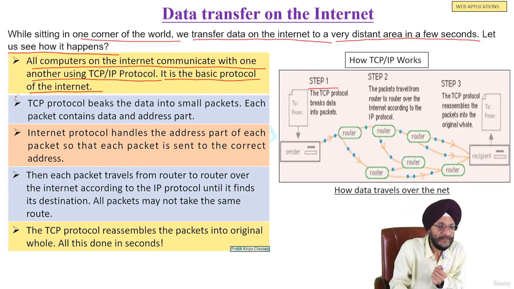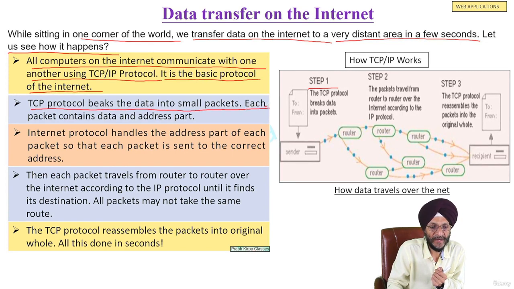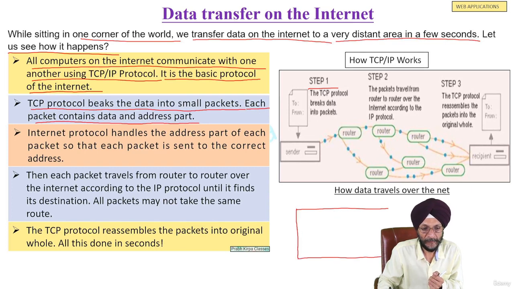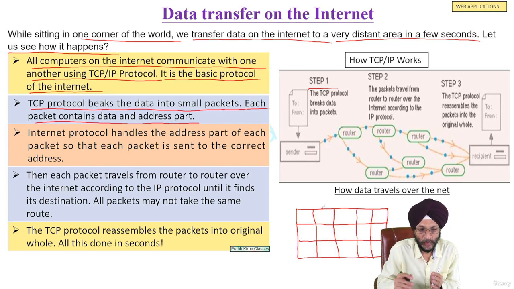First step, TCP protocol breaks the data into small packets. Each packet contains data and address part. Suppose this is the data. Now TCP protocol breaks this data into small packets. Let us assume that this was the data and it has been broken into small packets. These are the small packets.